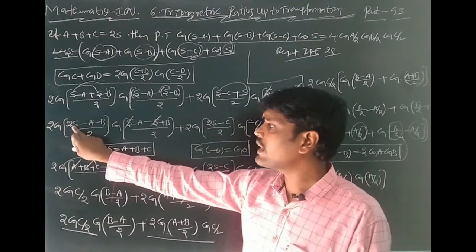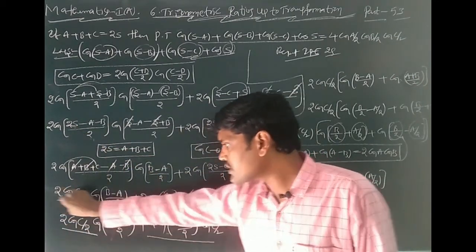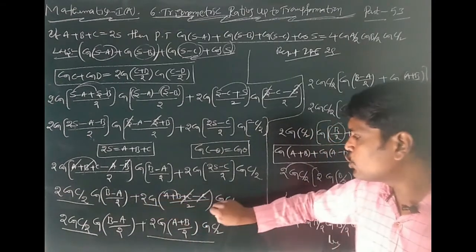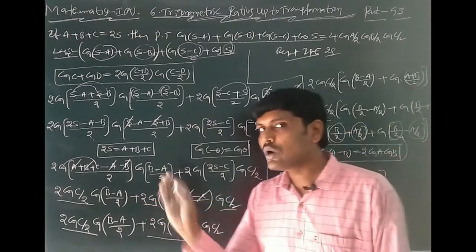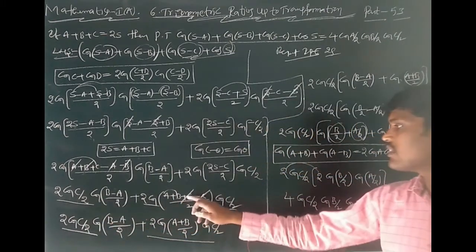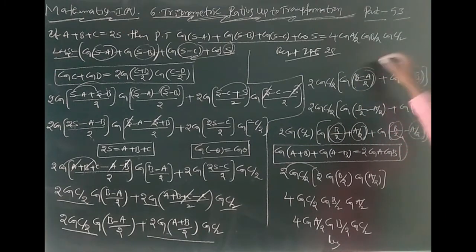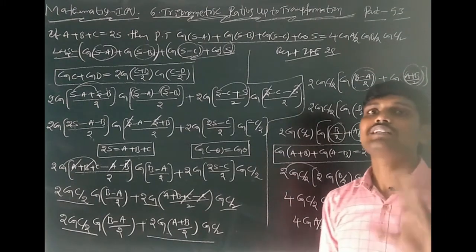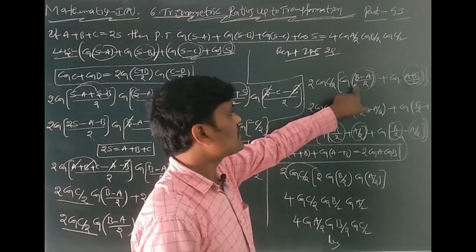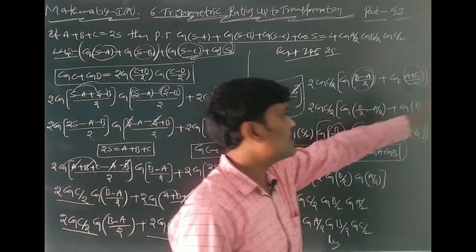After that, you can write 2S value is A plus B plus C. Write down here. You get 2 cos C/2 is there, here also 2 cos C/2 is there. You get 2 cos C/2 common. Cos of (B minus A)/2 is there, here cos of (A plus B)/2 is there. This cos of (B minus A)/2 and this cos of (A plus B)/2 you can separate: cos of (B/2 minus A/2) is one term plus cos of (A/2 plus B/2) is the second term.